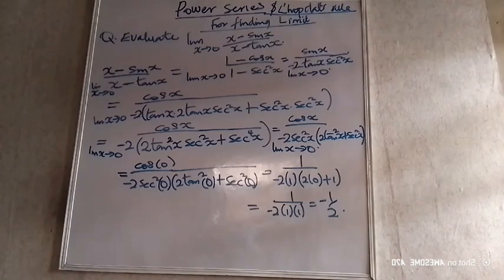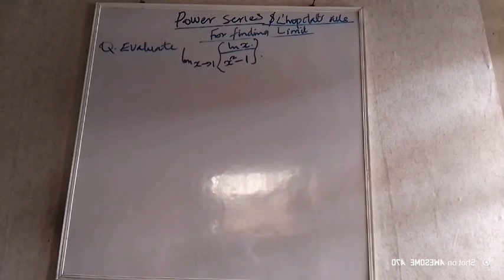You can see how easy it is by using L'Hopital's rule. It makes our job easy, and at the end of the day, we are able to get a tangible, correct answer. Let's look at another one. To evaluate ln x over x squared minus 1, where x tends to 1. Now, let's see how it goes.